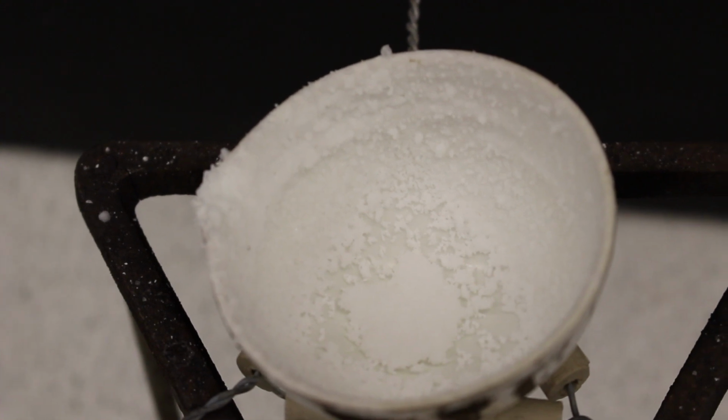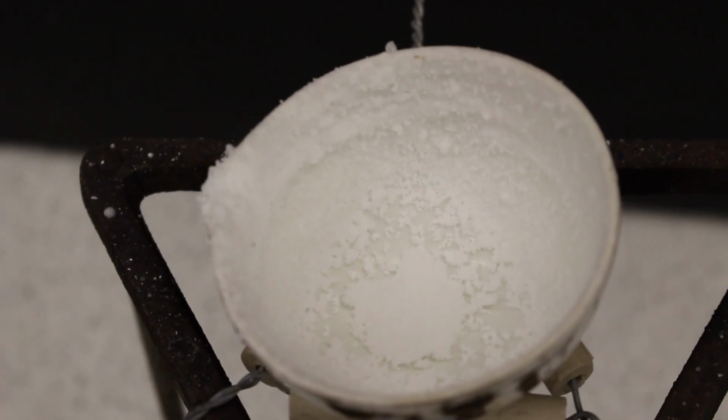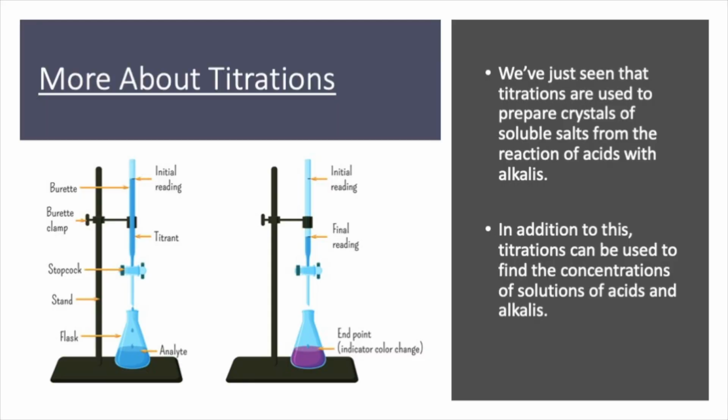Now, like we've done in previous video lessons, we could just evaporate around about 2/3 of the water using a Bunsen and leave the other 1/3 of the water to evaporate slowly over a few days by putting the evaporating basin on a windowsill. Now in this video lesson, we've seen that the titration method can be used to prepare crystals of soluble salts from the reactions of acids with alkalis. Now in addition to this, titrations can also be used to find the concentrations of solutions of acids and alkalis, and this will be covered in much more detail in later video lessons.